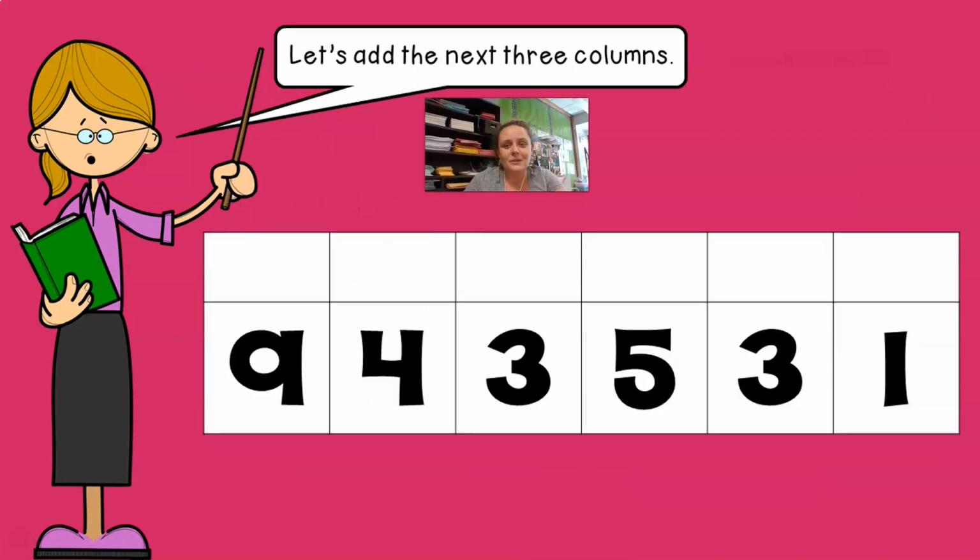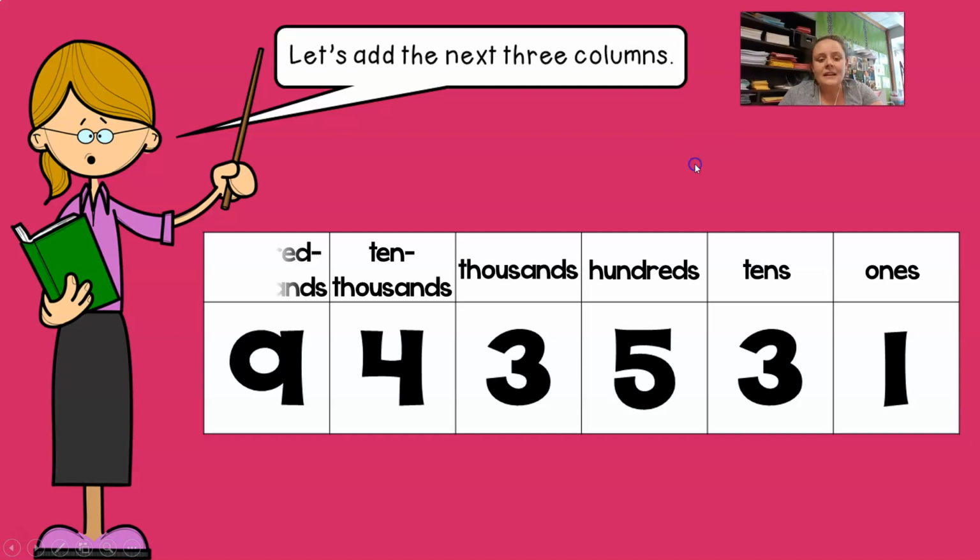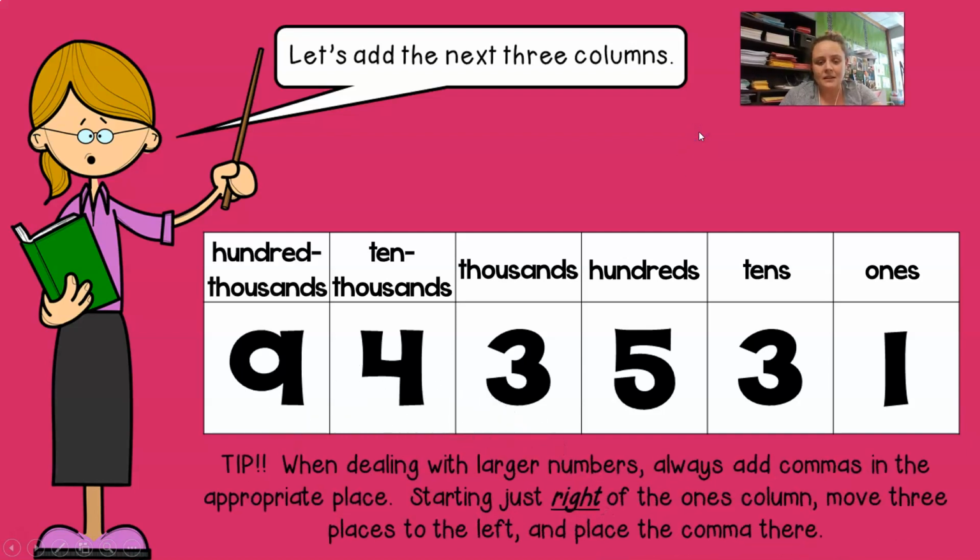Ooh, let's add the next 3 columns. We're getting into bigger amounts now. Say them with me. Ones, tens, hundreds, thousands, 10,000s, 100,000s. Whew, we're getting up there now, aren't we? Tip. When dealing with larger numbers, always add commas in the appropriate place. Starting just right of the ones column, move 3 places to the left and place the comma there.